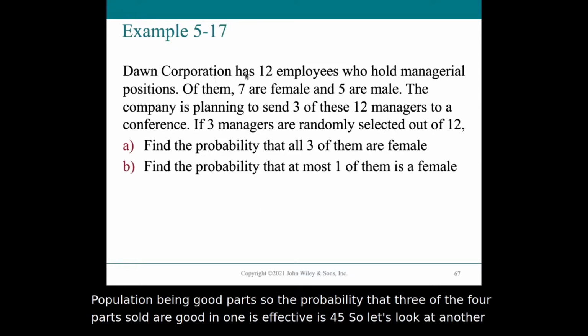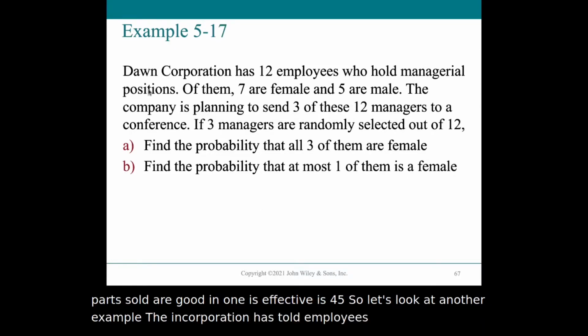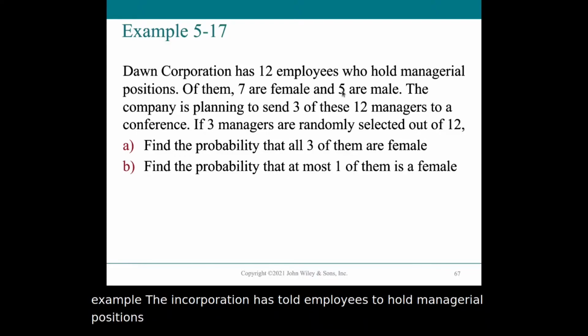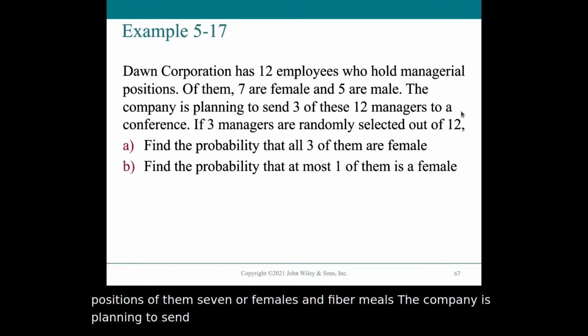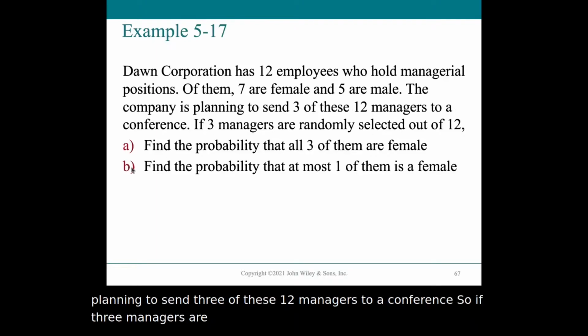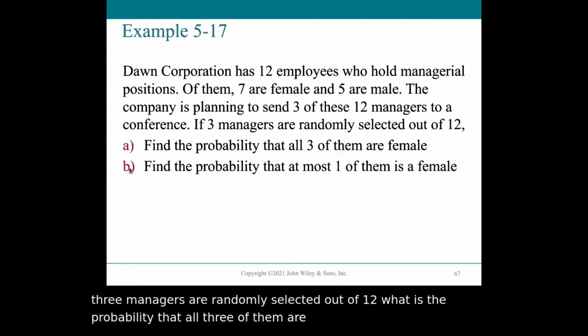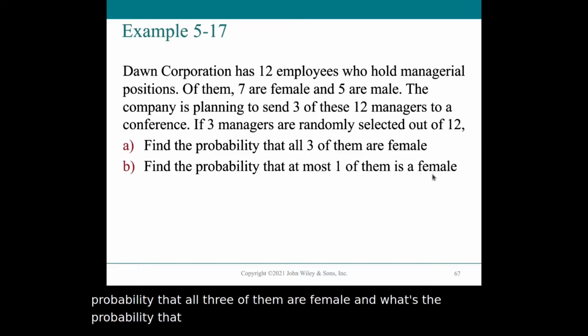Dawn Corporation has 12 employees who hold managerial positions. Of them, 7 are females and 5 are males. The company is planning to send 3 of these 12 managers to a conference. So if 3 managers are randomly selected out of 12, what is the probability that all 3 of them are female? And what's the probability that at most 1 of them is female?